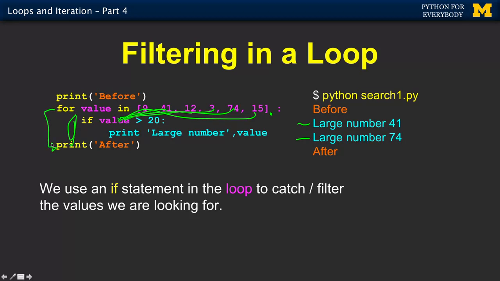Okay, so this is kind of a filtering pattern where we're going to do some if statement and conditionally run some code based on the value that we're looking at for now. So that's like searching for large numbers in our long list of numbers.